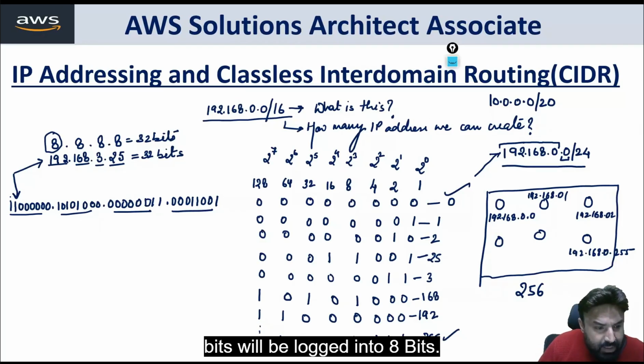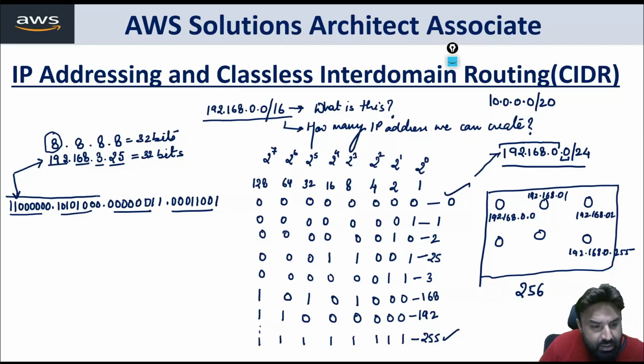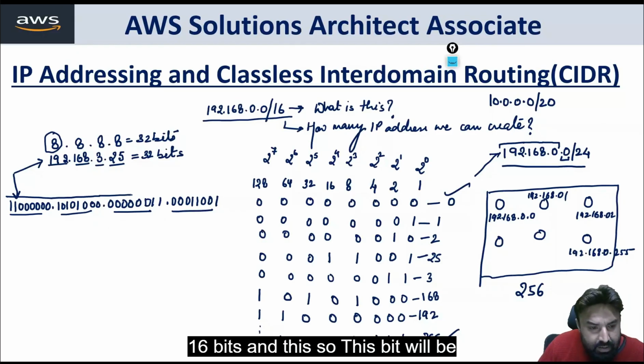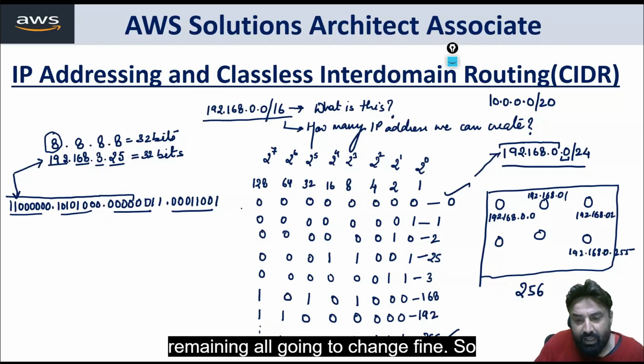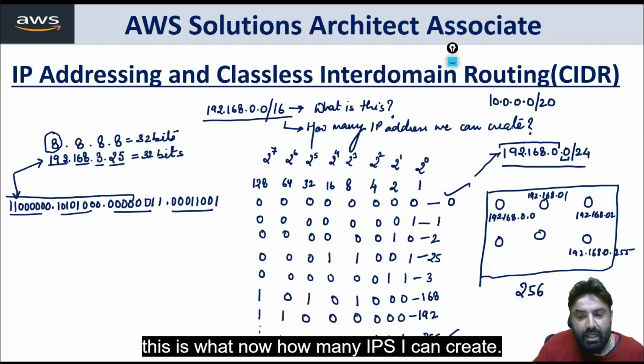20 bits locked means 8 bits, 8 bits, and 4 more bits. So these bits will be locked. This is not going to change, and the remaining will all change. Fine. Now, how many IPs can I create?